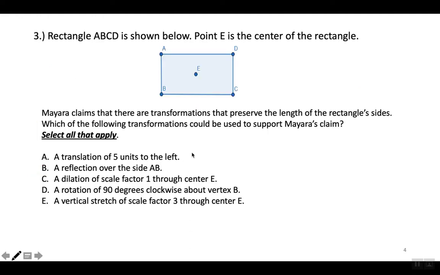Alright, number 3. Rectangle ABCD is shown below. Point E is the center of the rectangle. Mayara claims that there are transformations that preserve the length of the rectangle's sides. Which of the following transformations could be used to support Mayara's claim? Select all that apply. Okay, so what we're looking for is out of these answers, which transformations are going to preserve the length of the rectangle's sides?